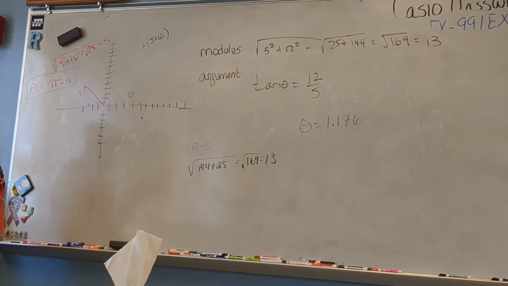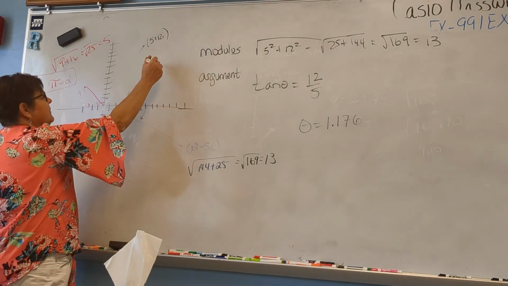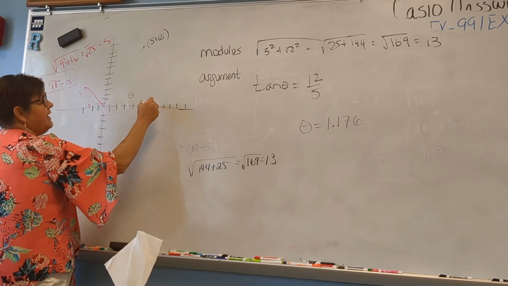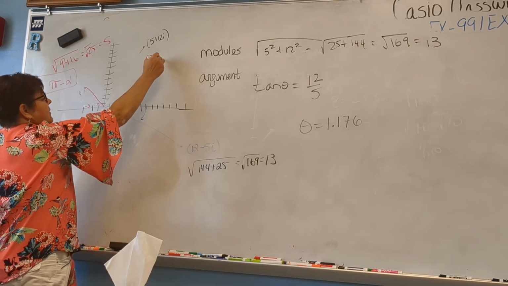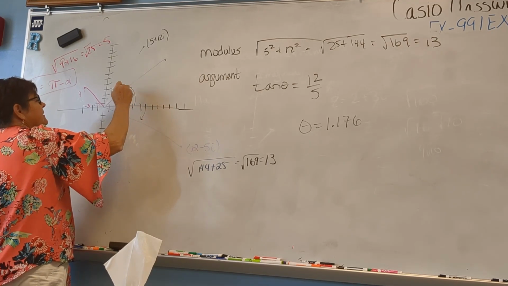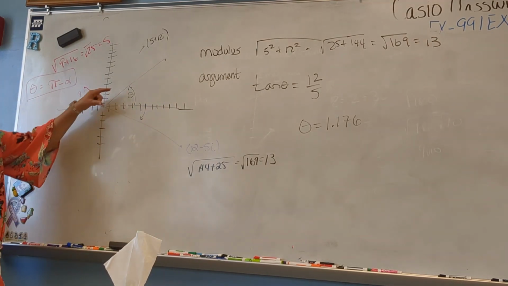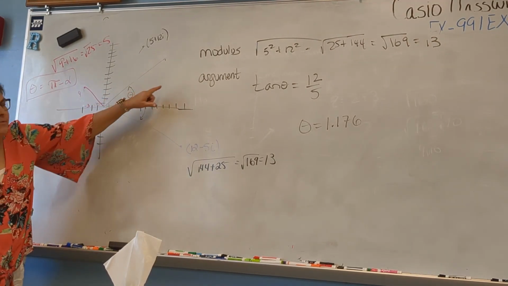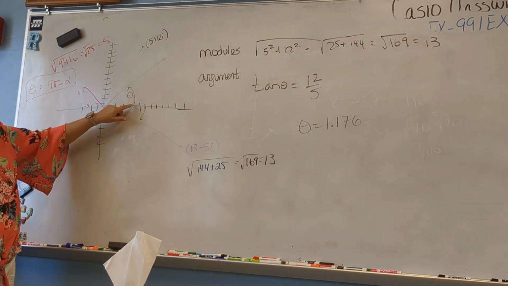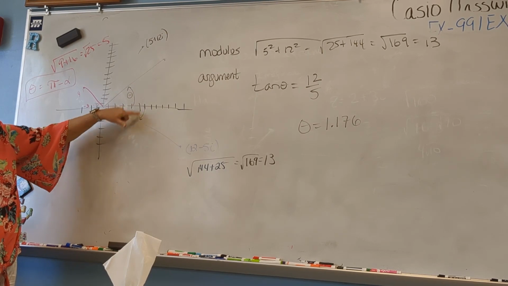Good. What happens if I do over 12 up 5? So if I went over 12 up 5 and I found the angle for that, would it be comparable to this guy over here that was over 12 down 5? What would be the only difference? This would be the positive version of it, this would be the negative version of it.